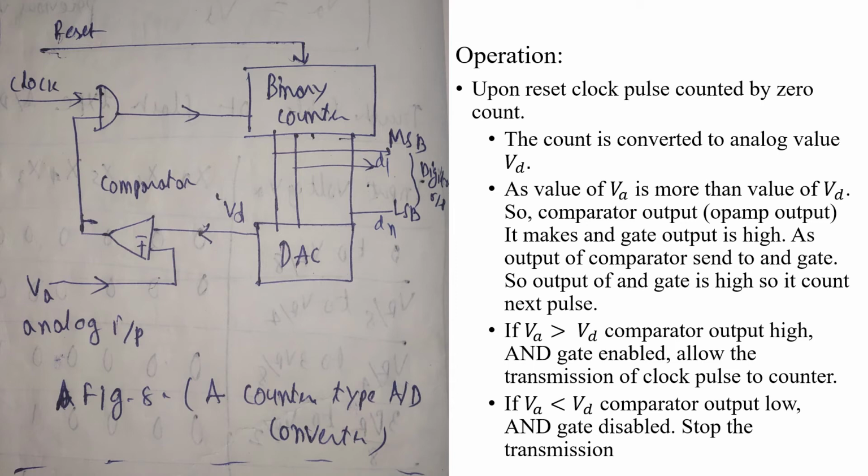The analog value is always greater than 0, which is the input given. If it is greater than 0, the comparator output is high, because we are giving it to the positive terminal. So high, and the AND gate has two inputs: if one input is high and the second input is also high, then we get a high output. So we enable the binary counter, and the counter will start.